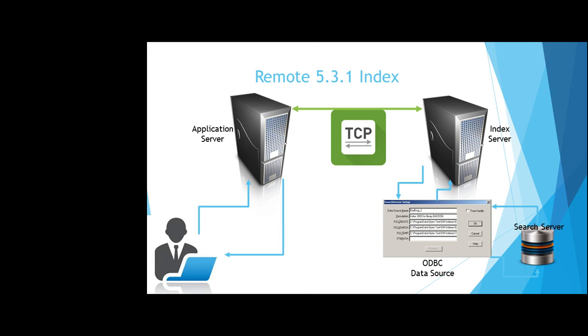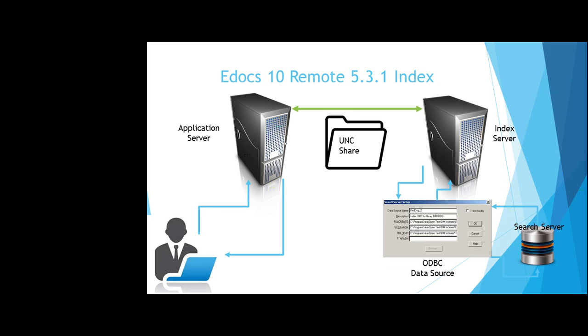So, and again, once it hits the indexer, it still goes through the ODBC data source to search server, and then back through TCP to the user. In 10, this changes. In eDOCS 10, we no longer use those TCP ports because they're a pain. We decided to go with the UNC file share.